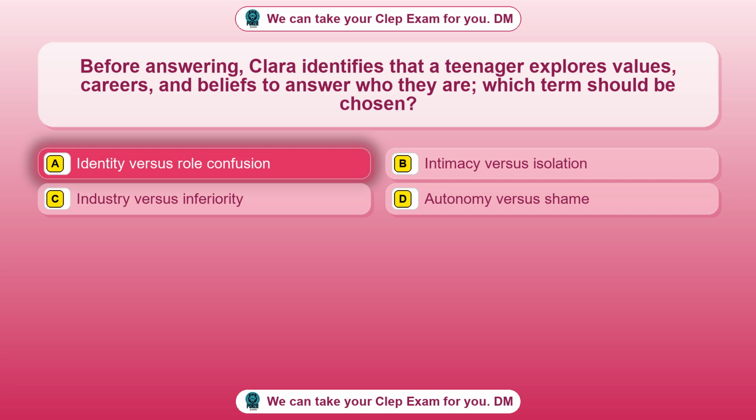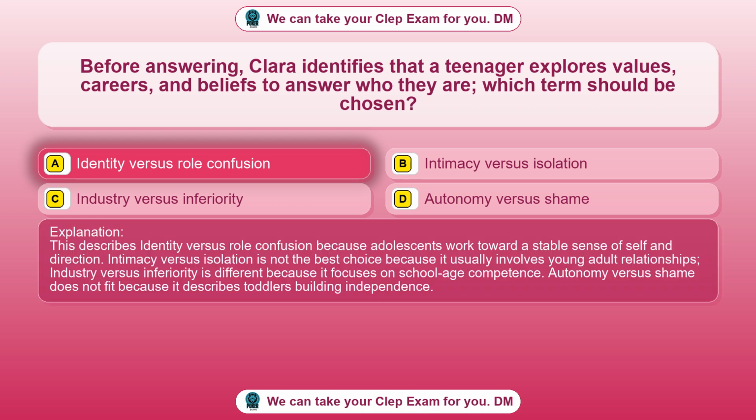Identity versus role confusion. This describes identity versus role confusion because adolescents work toward a stable sense of self and direction. Intimacy versus isolation is not the best choice because it usually involves young adult relationships. Industry versus inferiority is different because it focuses on school-age competence. Autonomy versus shame does not fit because it describes toddlers building independence.